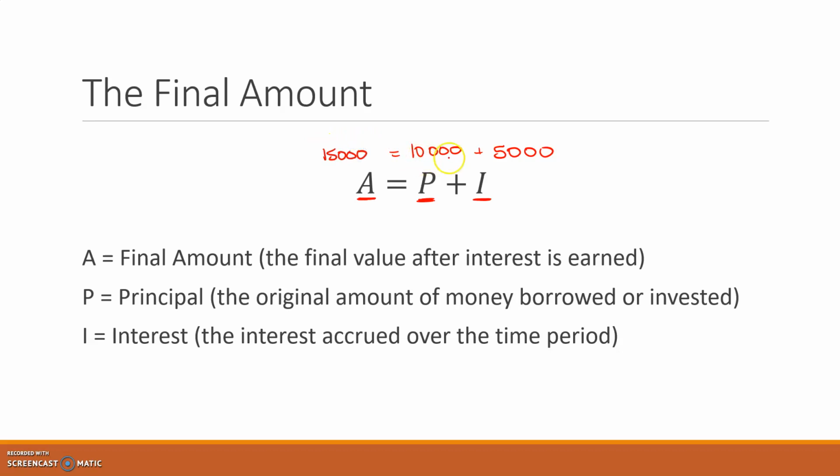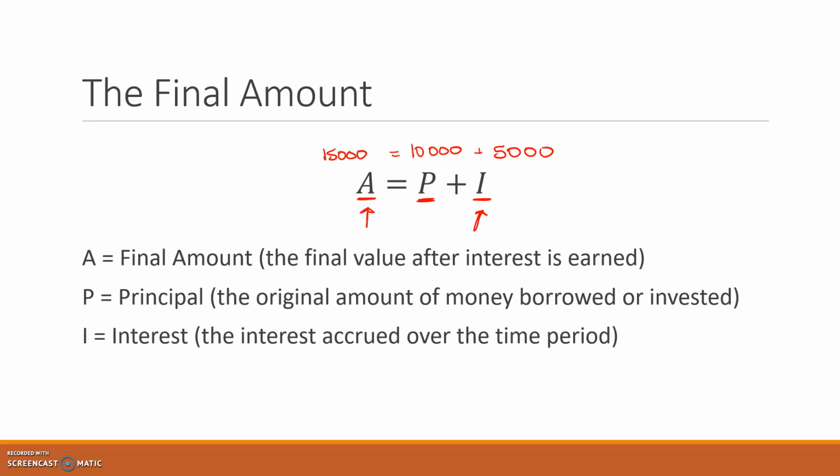So this is saying I borrowed $10,000, it earned $5,000 of interest, so therefore I paid back a total of $15,000. So that's the difference between I and A.